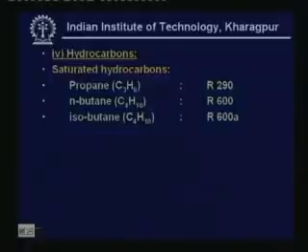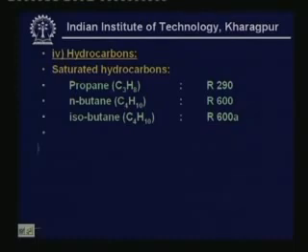Similarly, you have isobutane. Isobutane is an isomer of butane, and its chemical composition is the same as n-butane, that is C4H10, and it is given the number R600a. Again here the small letter a means that it is an isomer.